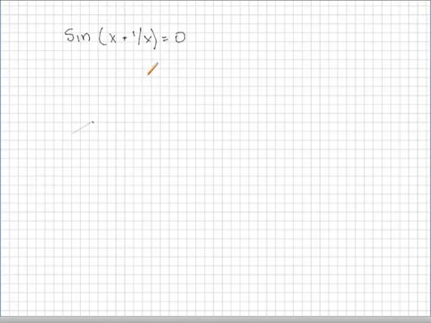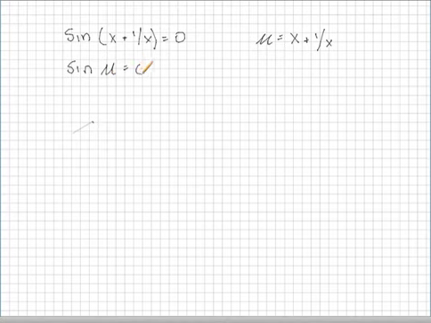Thanks for your question. To solve this equation, we're going to use a little trick. Instead of having this whole mess in the argument for sine, let's go ahead and use a u substitution. So we'll just let u equal whatever's in the argument, which in this case is x plus 1 over x. And then we'll put u directly back into the argument, and now we can solve for sine u.